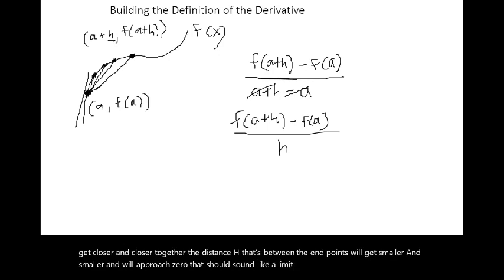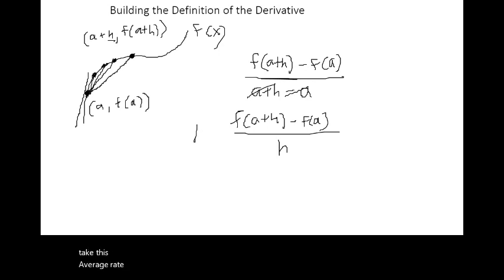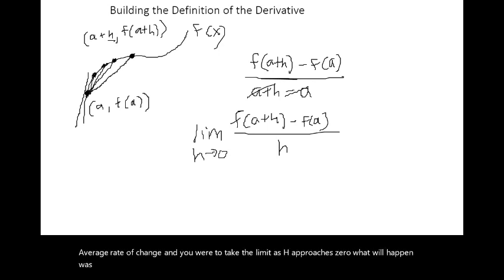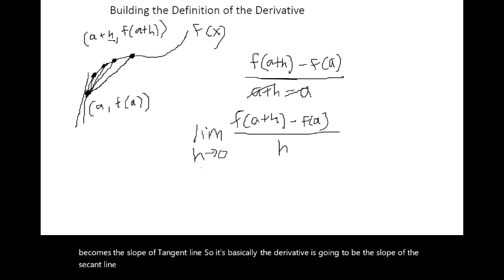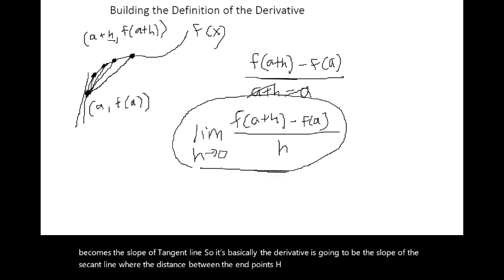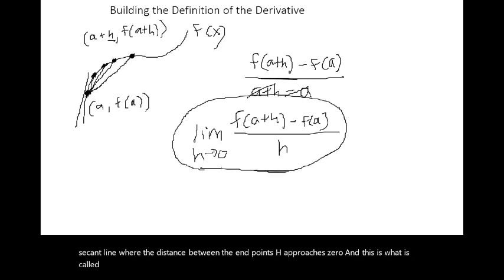So if you were to take this average rate of change and take the limit as h approaches 0, the two endpoints will get closer and closer together until the slope of the secant line becomes the slope of the tangent line. So basically the derivative is the slope of the secant line where the distance between the endpoints h approaches 0. And this is what is called the limit definition of the derivative.